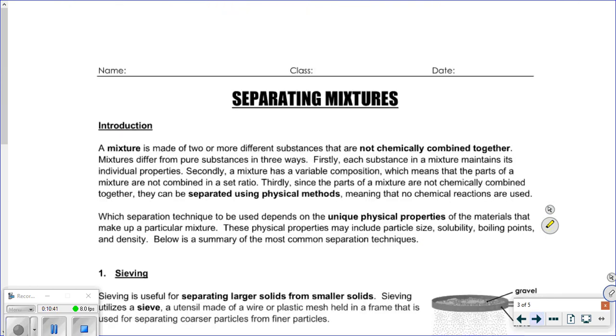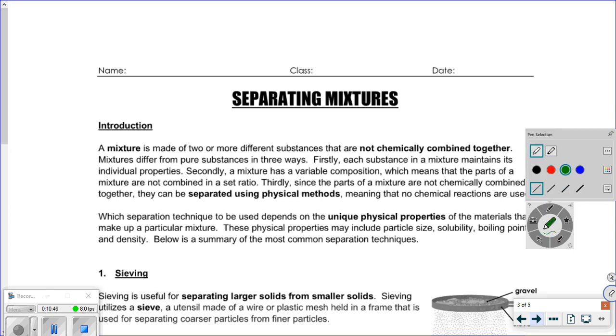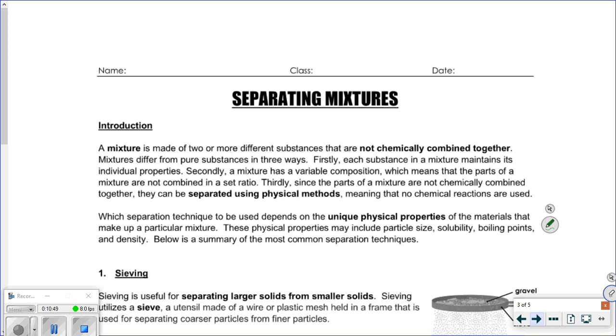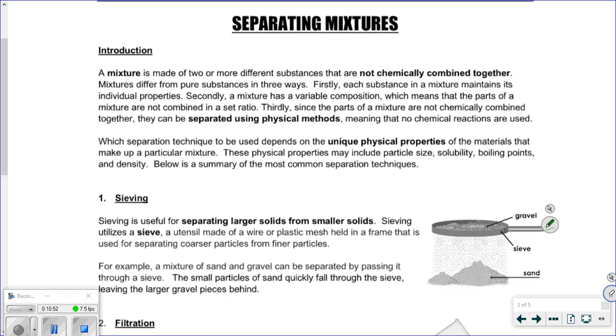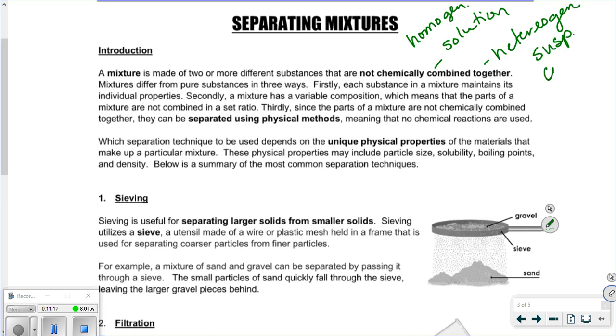All right, separating mixtures. I don't want to make this take too long, because I know you guys get a little bit antsy. So we did this before, separating mixtures, and there's different techniques for separating mixtures. A mixture is two or more different substances that are not chemically combined, okay? So a mixture can be a solution. A mixture can be homogeneous, or it could be heterogeneous, and under heterogeneous, we already talked about suspensions, colloids, all that stuff.